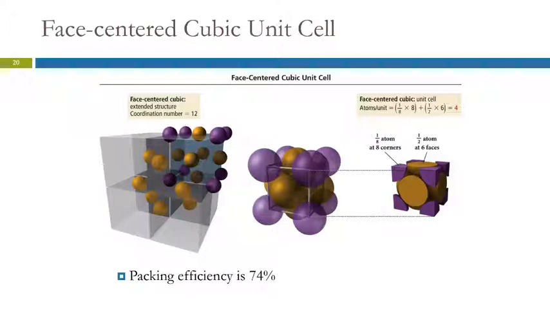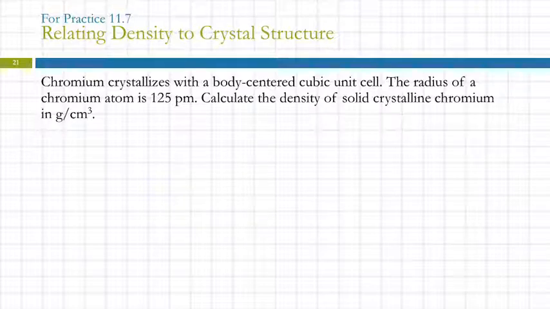I will not ask you to spit back the packing efficiency for these various cells. I could conceivably ask you to calculate the packing efficiency, but I'd give you the edge length equation. So this one is more efficient, it has 74% packing efficiency. Coordination number is 12. So there's a lot of interesting calculations we can do.